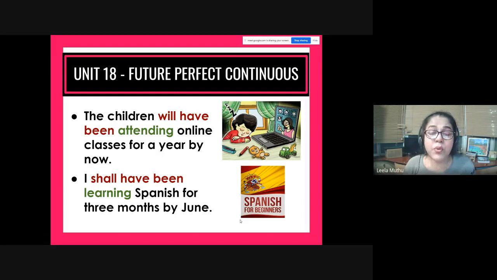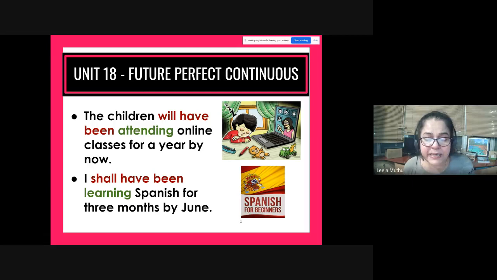So the children will have been attending online classes for a year by now. So it started last year, and by now, the process of continuously attending online classes, we're talking about future perfect continuous. Okay. So by now, the children will have been attending online classes for a year. By now, today, one whole year would have passed.